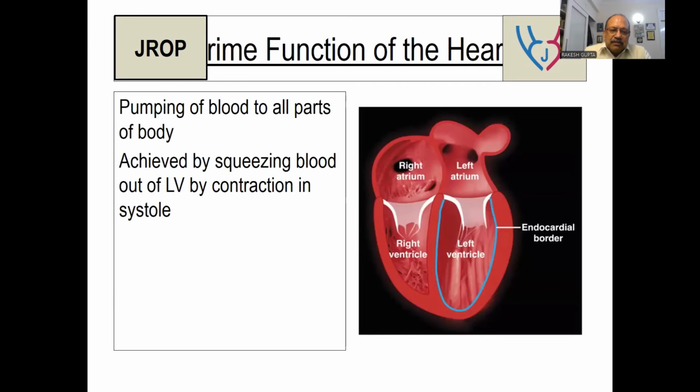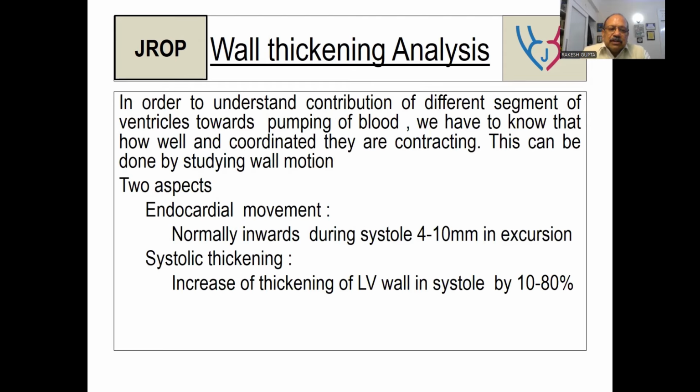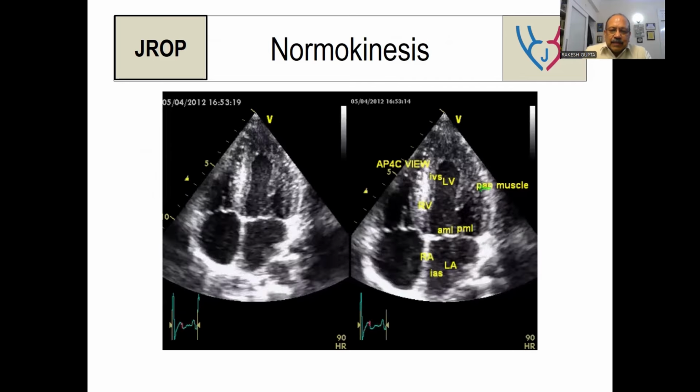Well, the prime function of the heart is what? To pump blood to the whole body, from the left ventricle to the systemic circulation and from the right ventricle to the lungs. So what we are going to look at is the left ventricular function. And in order to understand this phenomenon, we need to understand what the endocardium is and what systolic thickening is.